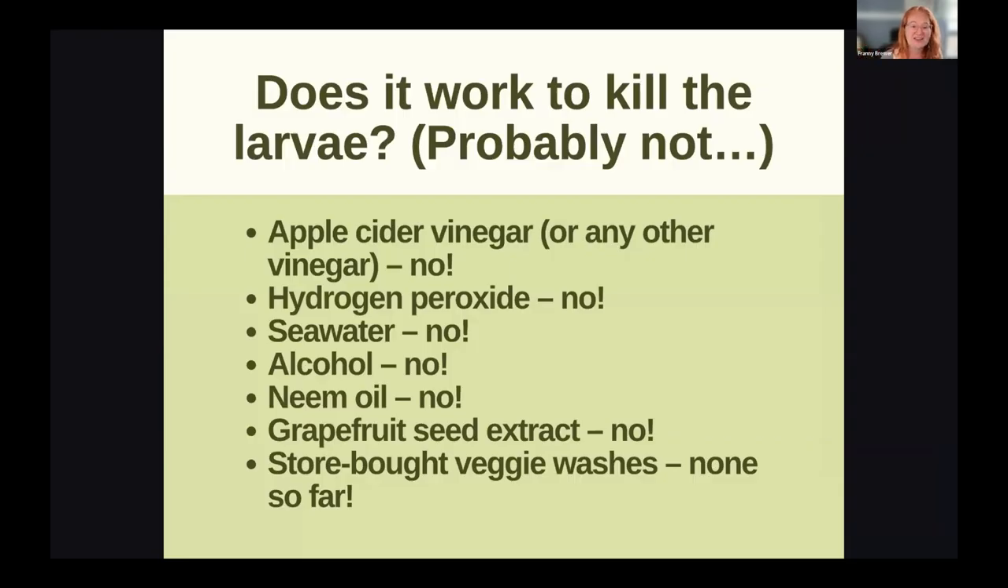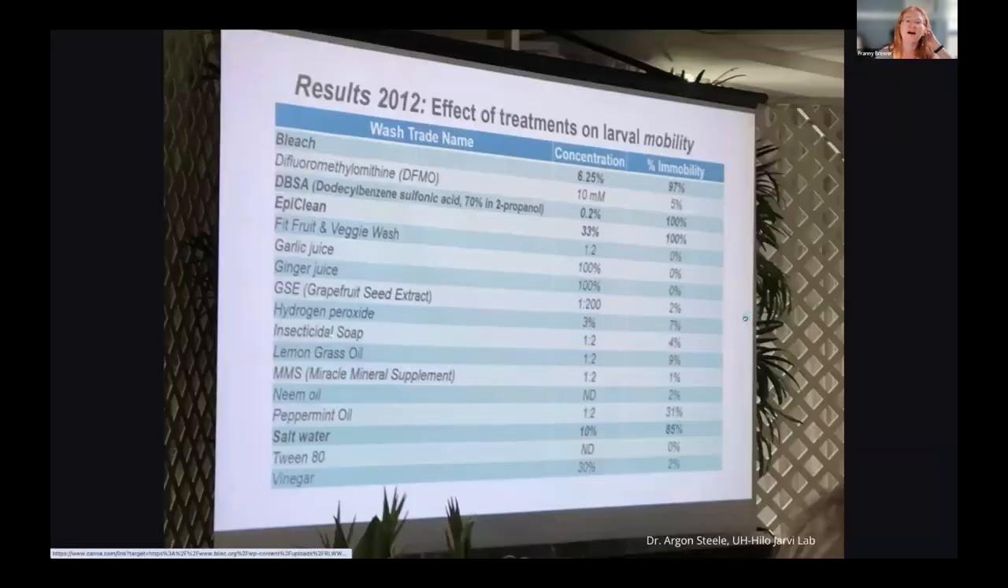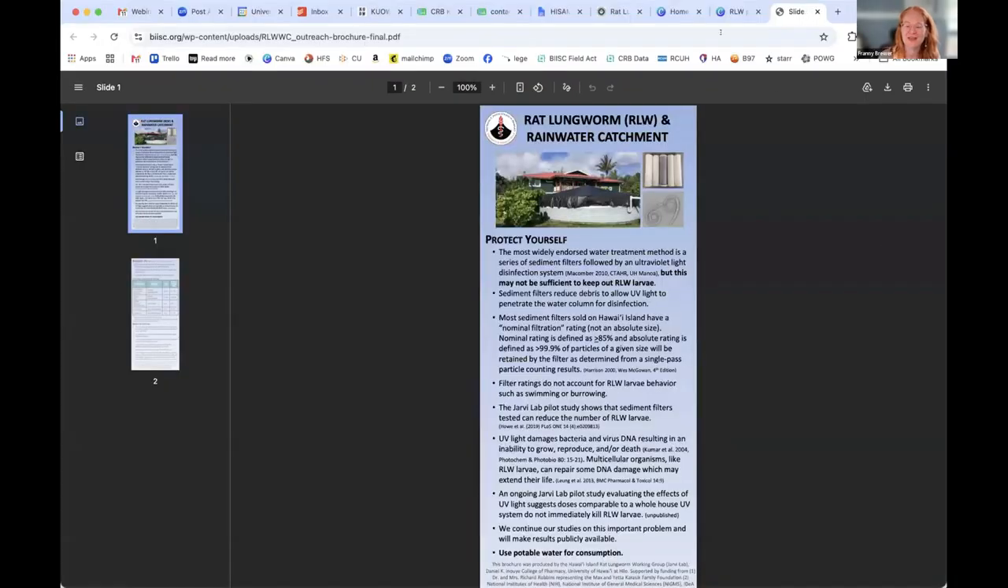You don't want that. Hydrogen peroxide doesn't work. Seawater, alcohol, neem, all of these things. There are no commercially available, over-the-counter washes that will work. There are some vegetable washes that are industrial level that will work, but they're not available for folks to just buy. They're for big farms. Bleach does work, but we don't generally bleach our vegetables, so it's not the best. But yeah, so we want to just practice a lot of protective stuff.